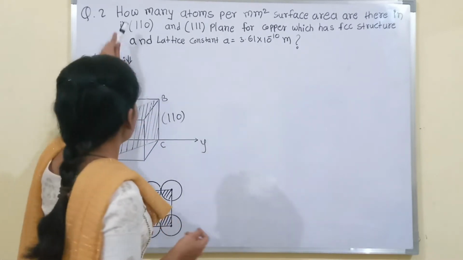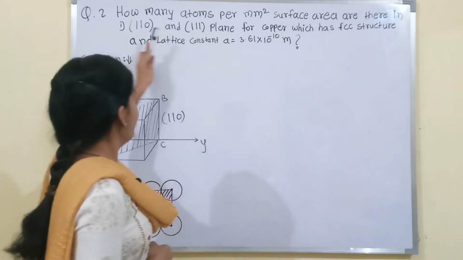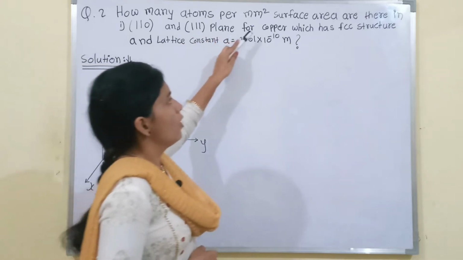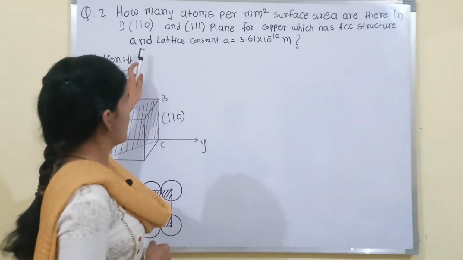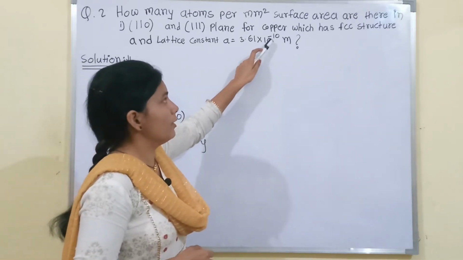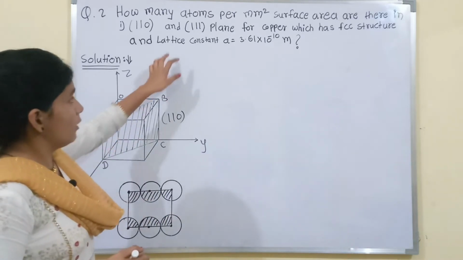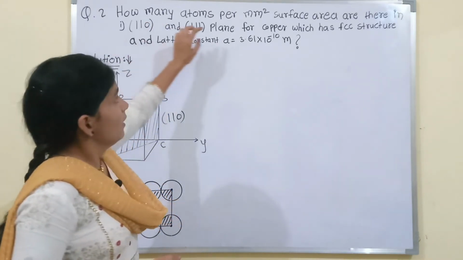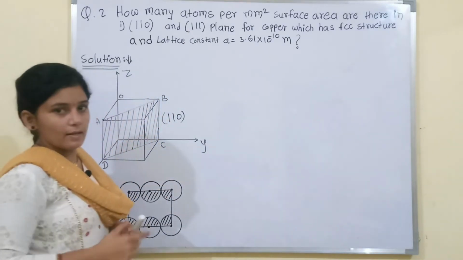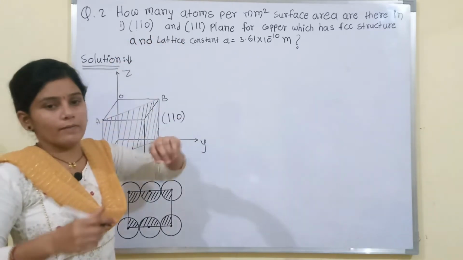Okay, we have the second question. How many atoms per millimeter square surface area are there in, first, the 110 and second, the 111 plane for copper which has FCC structure and lattice constant a is equal to 3.61 into 10 to the power minus 10 meter. Okay, what we have given here is only the lattice constant and the surface area, which is 1 millimeter square. And we have two planes, 110 and 111 plane.